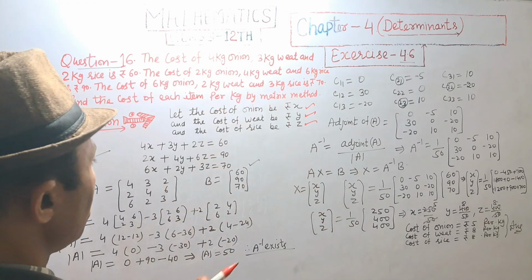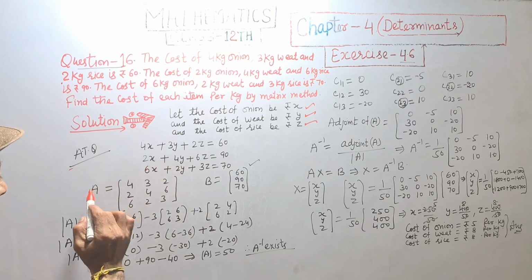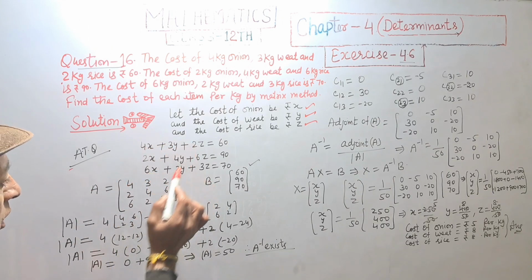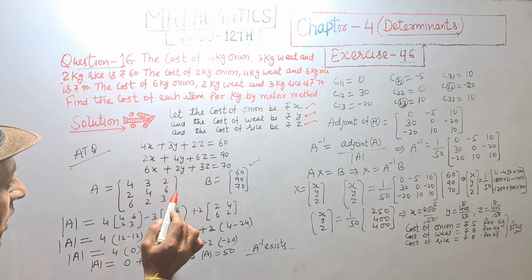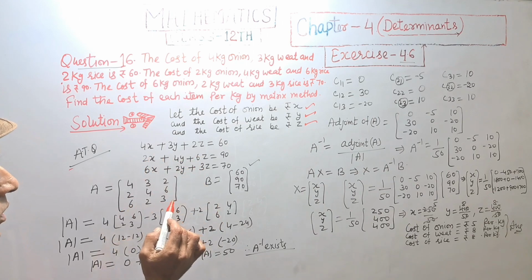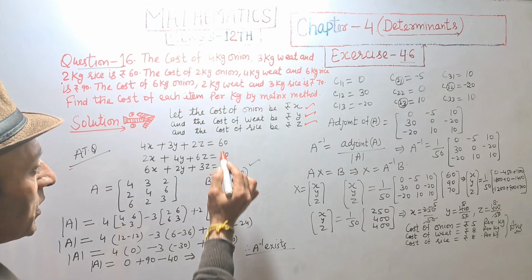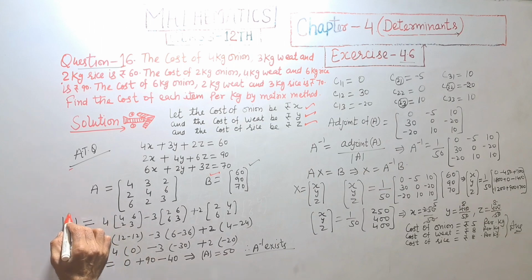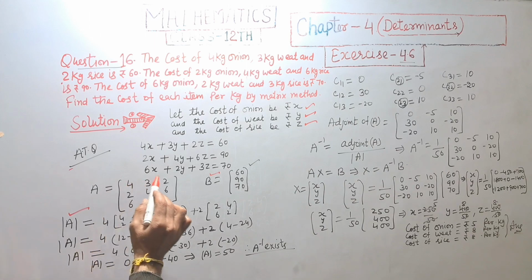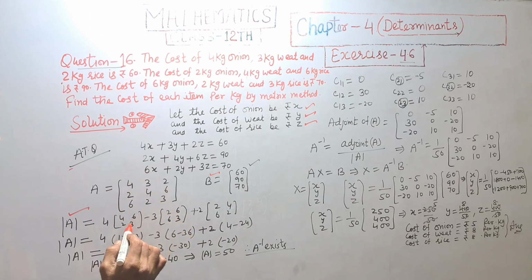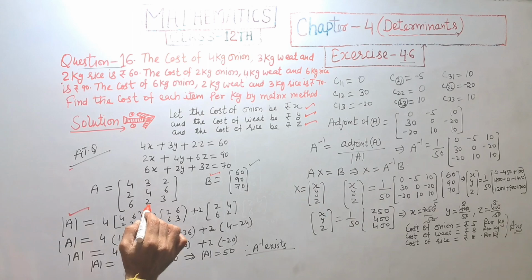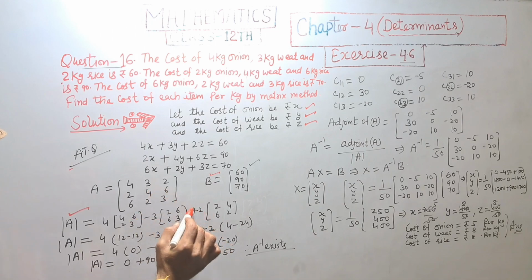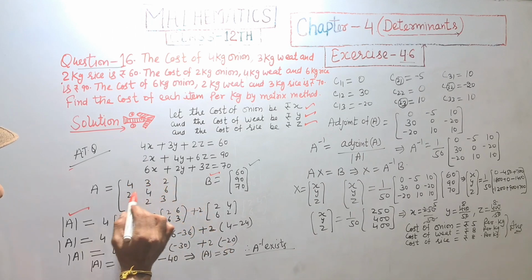Equation number third. In matrix form, A can be written as 4, 3, 2 in the first row, 2, 4, 6 in the second row, and 6, 2, 3 in the third row, and B is equal to 60, 90, and 70. First of all, we find the determinant of A, that is equal to 4 times, first row, first column neglected, the bracket 4, 6, 2, 3, and second time minus 3, first row, second column neglected, the bracket 2, 6, 6, 3, and plus 2, first row, third column neglected, the bracket 2, 4, 6, 2.